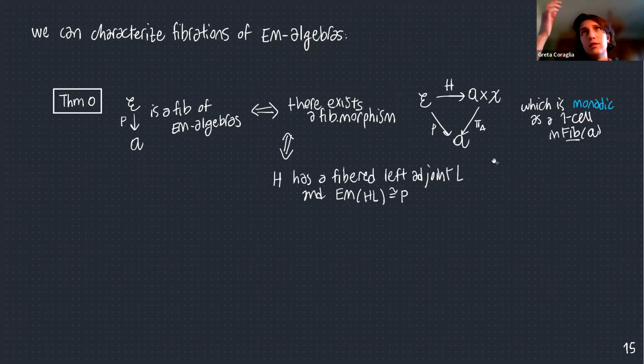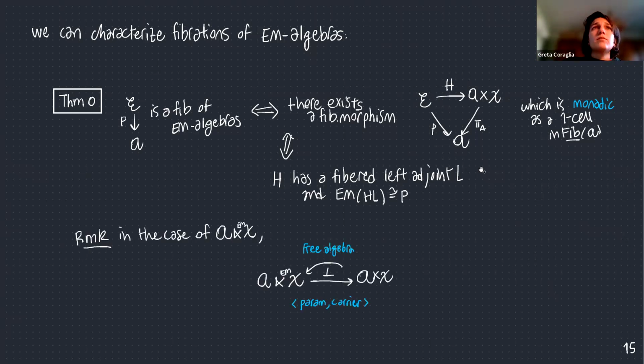And this in turn, maybe to make it more intelligible, is equivalent to having a fibered functor H and a fibered left adjoint to it, such that the Eilenberg-Moore object in the fibrations is actually equivalent to B. So we can characterize fibrations of algebras whenever we have a given A and a given X: just look for monadic one cells in the fibration of algebras over A.